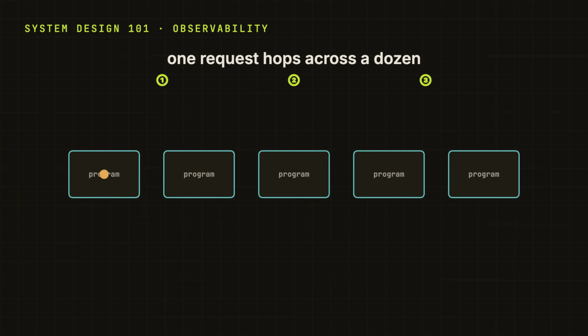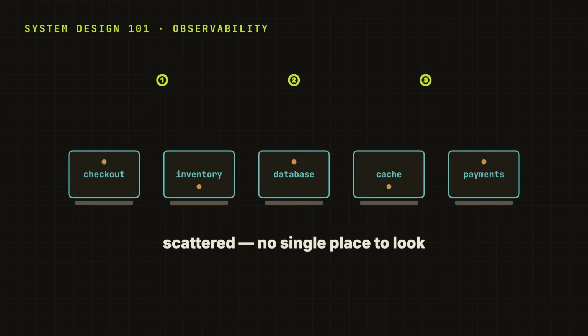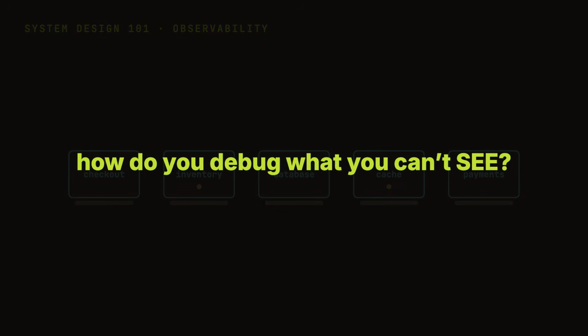And three, remember this is not one program anymore. That one checkout request hops across a dozen separate services. Checkout, inventory, the database, a cache, payments, each on its own machine. So the request you are chasing is not sitting still in one place for you to inspect. It is scattered across the whole system. So how do you debug something you genuinely cannot see?